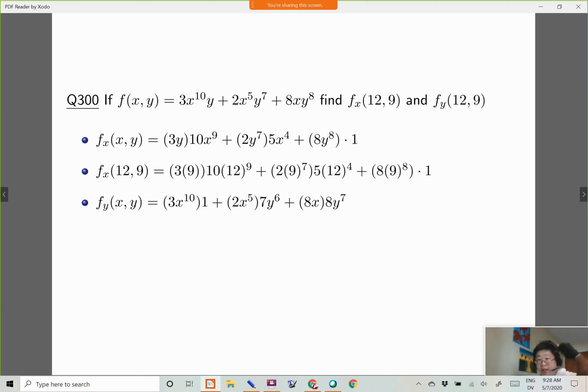To find f sub y, we look back up to this, and now every time you see an x, think that x is a constant. If you need to pretend that x is a number, like just pretend x is an 8 or whatever, just pretend that x is a number.